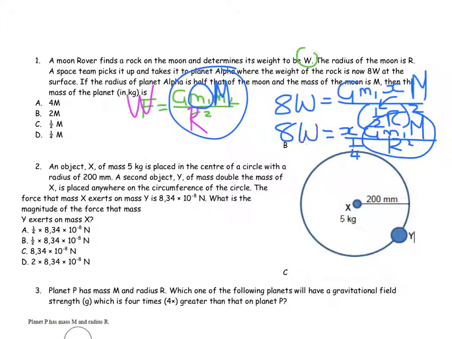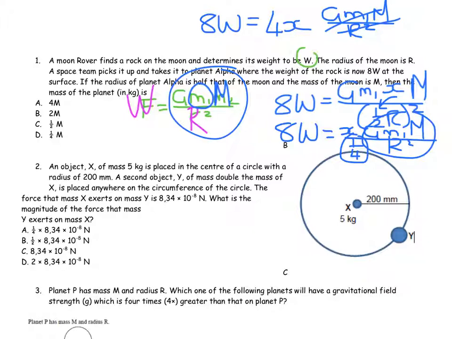So 8W, I'm going to just go up to the top, 8W is equal to, this quarter at the bottom really is 4 at the top, 4x G M1 M over r squared, which is 4xW. Now, if I'm left with 8W is 4xW, what must that x be? That x must be a 2. So therefore, this is twice the mass of the other planet, or of the moon.